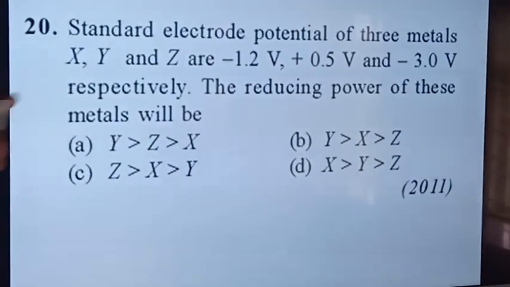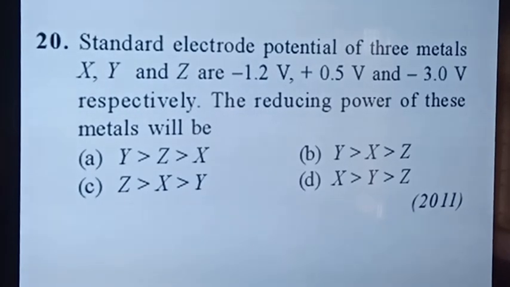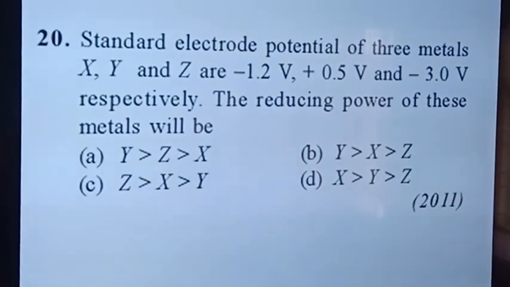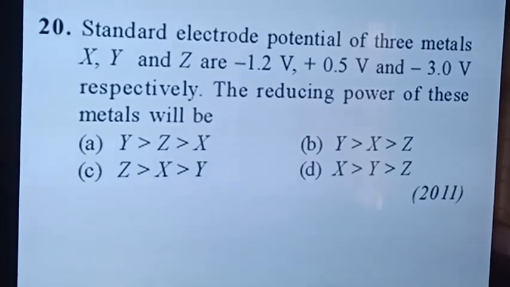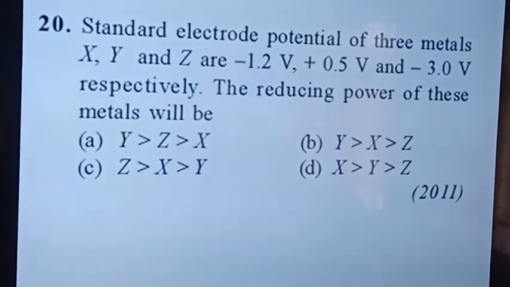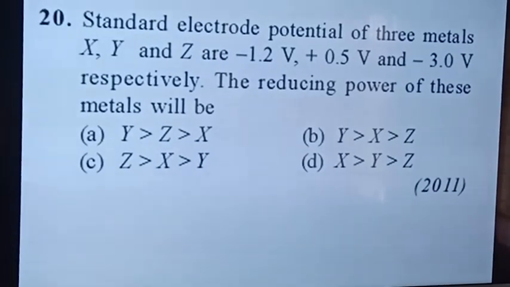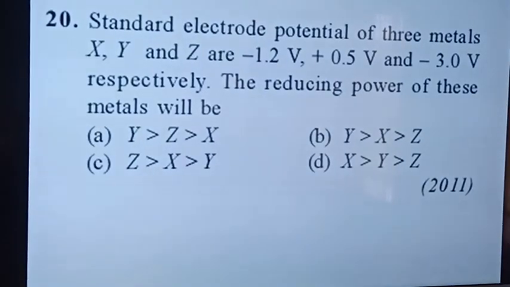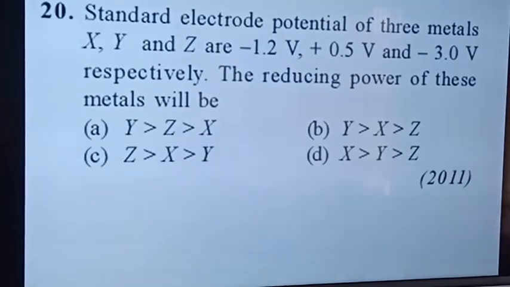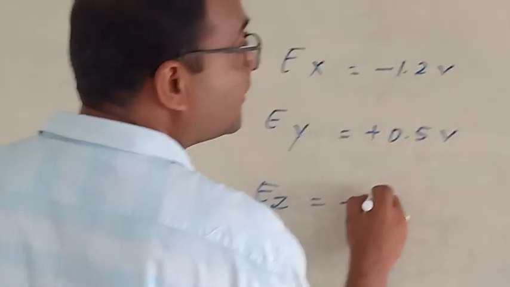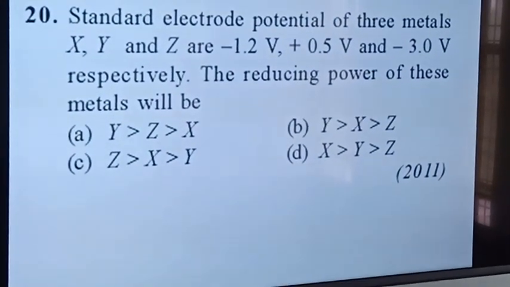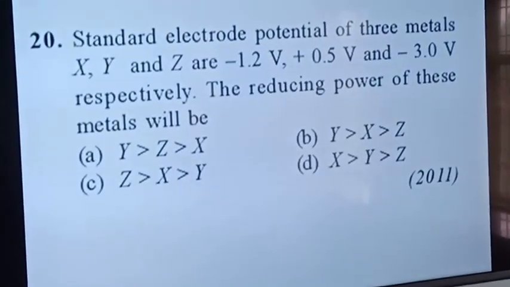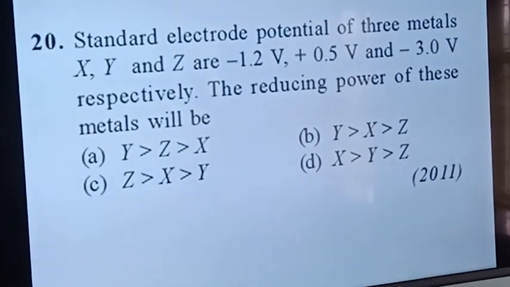The standard electrode potentials of 3 metals are given. The standard electrode potential of X is given as minus 1.2 volt. Electrode potential of Y is given as plus 0.5 volt, and electrode potential of Z is also given as minus 3.0 volt. What is being asked? The reducing power of these metals, which one is the strongest reducing power? Which metal has the strongest reducing power?